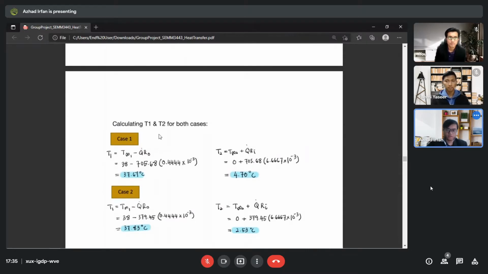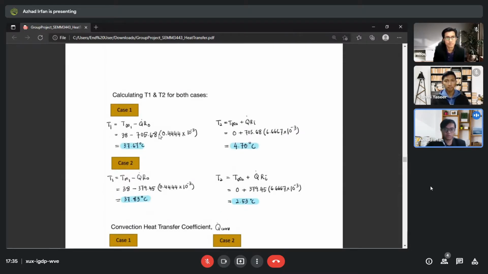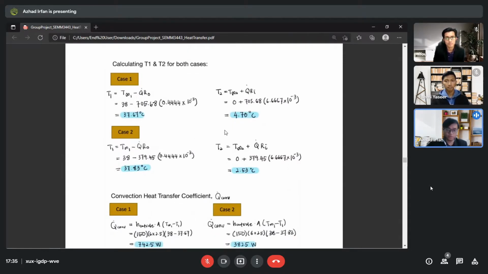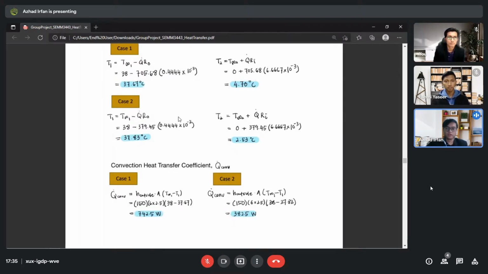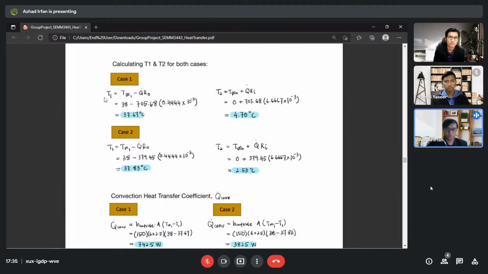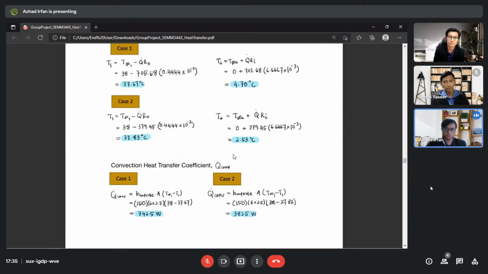Okay. Next, we move on to calculating T1 and T2 for both cases. Same as before for the side of the truck, this is for the top of the truck. We obtain the value here using this equation: T1 is equal to T infinity 1 minus Q dot R outside. And this is for T2, and for case 2, this is T2, case 2.